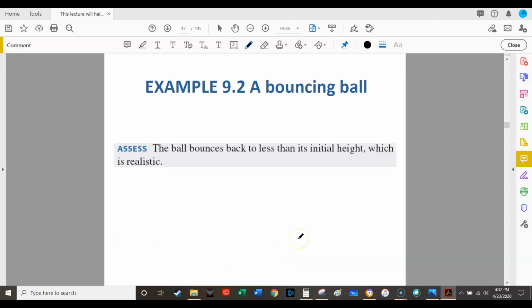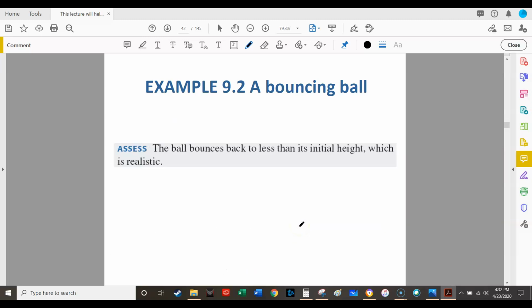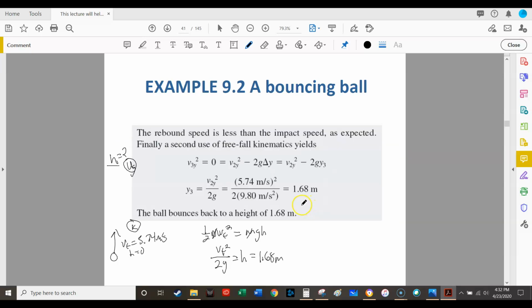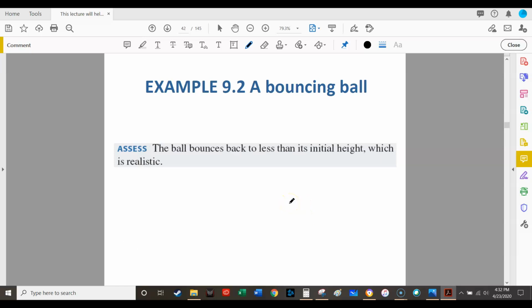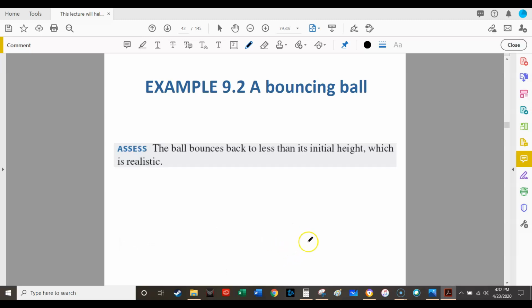So it'll bounce back. The interesting thing is it lost a little bit. So it bounces back less than its initial height, right? It was dropped from 2 meters, and it bounced back to a height of 1.68 meters. And that's because this is a realistic problem. It's going to lose energy when it hits the ground, right? That ball is going to hit the ground, and it's going to make a sound, and sounds are friction, essentially. So here is basically the introduction to momentum.